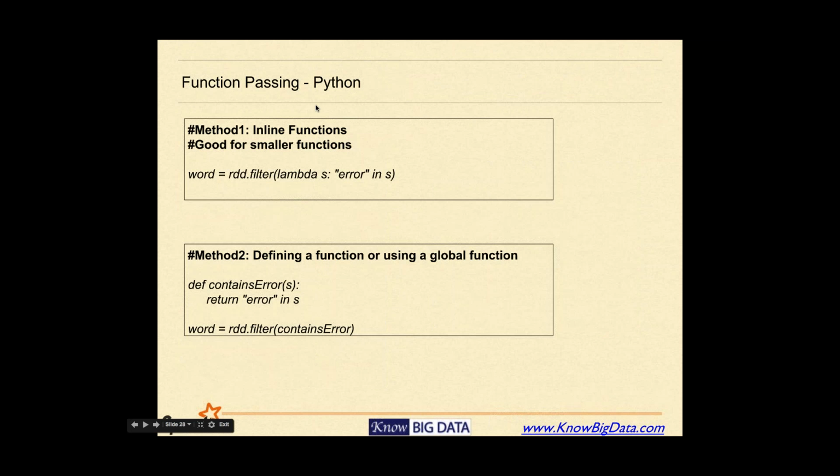So the first method of passing a logic to the filter method or any other transformation is in the form of a lambda function. The second is in the form of creating a separate function. You can see that here we are creating a function with the name contains error, and we are saying that there will be an argument called s, and we return true if error is found in s, otherwise return false. So it basically will filter the messages for the key which contains only the error keyword.